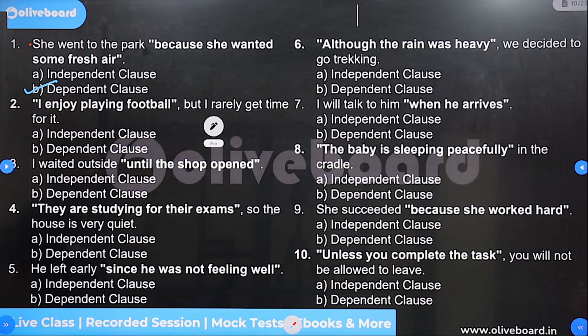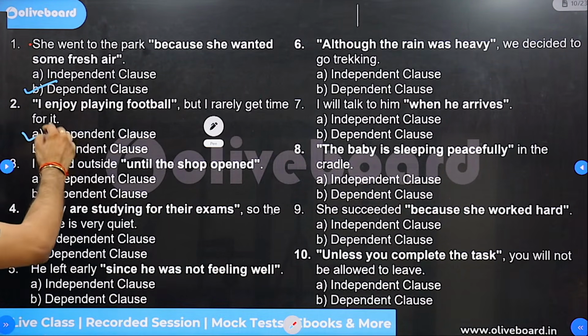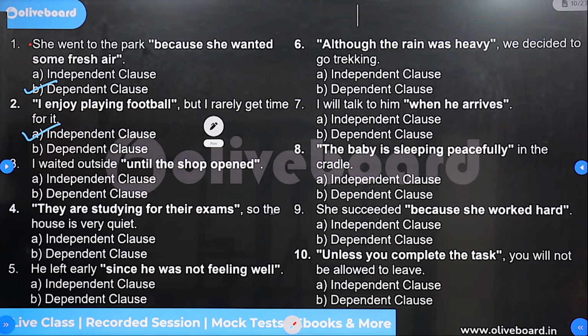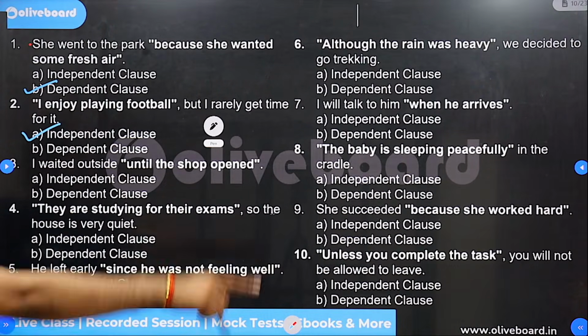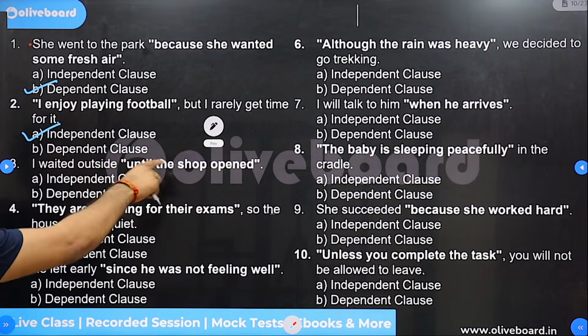I enjoy playing football is an independent clause. If you drop the next sentence, it is still complete. I enjoy playing football, but that is dependent. But I rarely get time for it. For what? For football. Exactly. I waited outside. Complete. Until the shop opened, I waited there. So that is dependent.